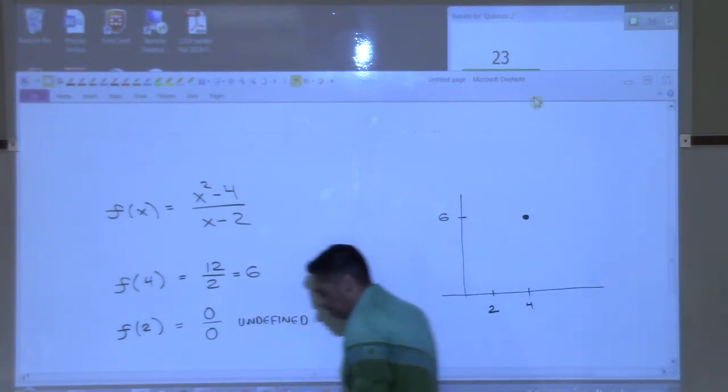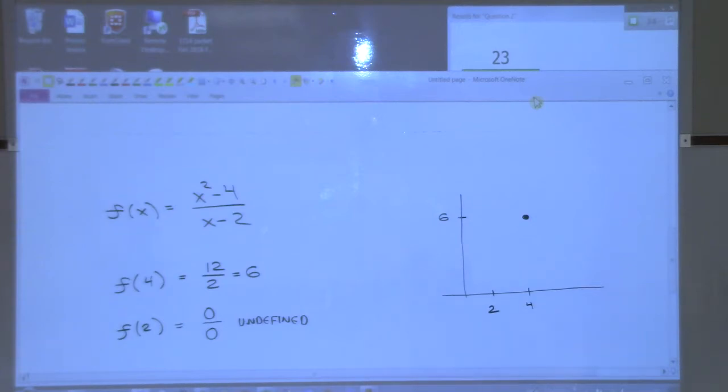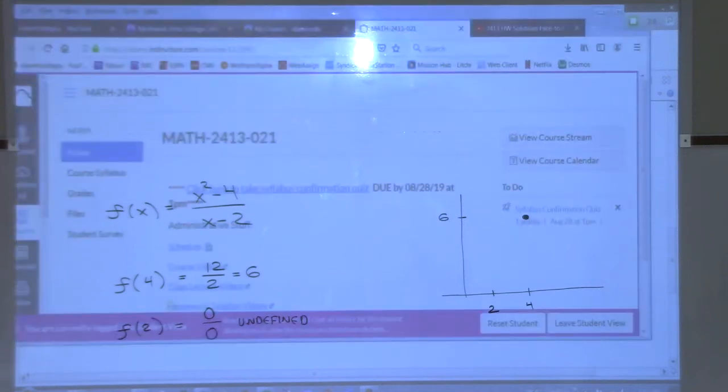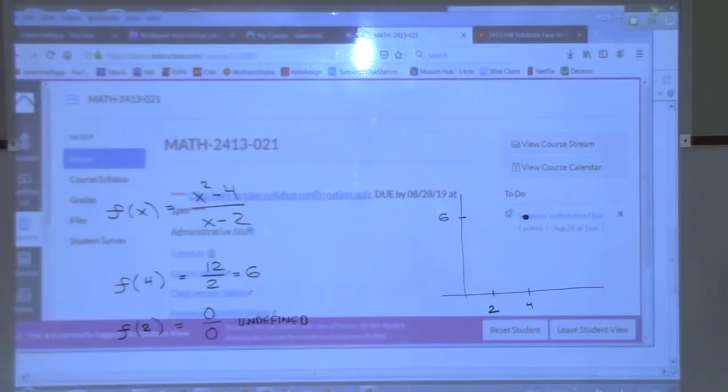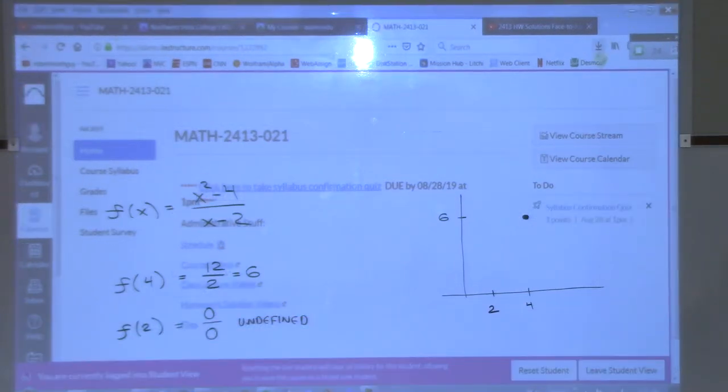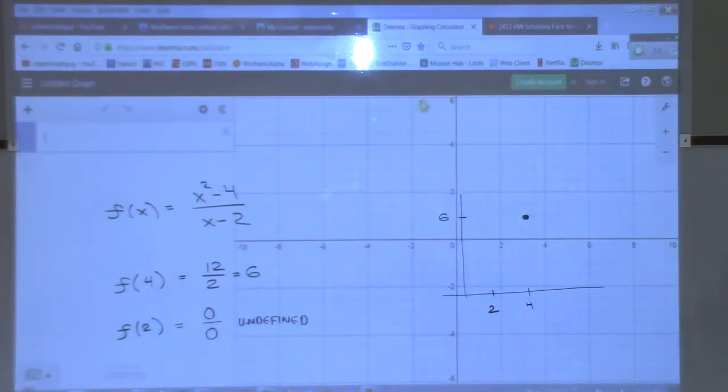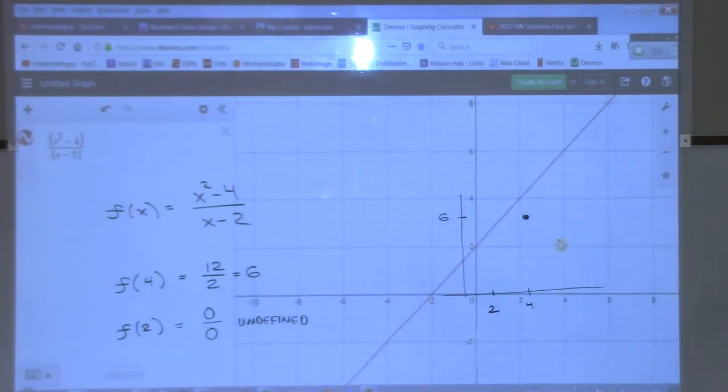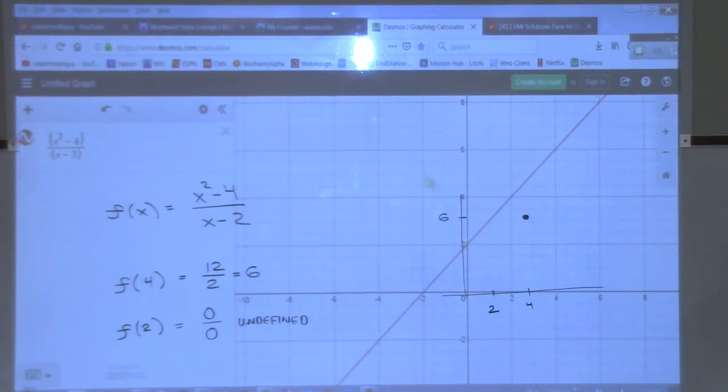So what I'm going to do now is I'm going to go to my graphing. I'm going to go to a website called Desmos. Has anyone heard of Desmos before? Desmos is this pretty cool graphing software. It's not software, it's a website. You just type in your function. So I'm going to go x squared minus 4 over x minus 2. And that's the graph right there. See if I can line it up with mine. Okay, so that is the graph of that function.